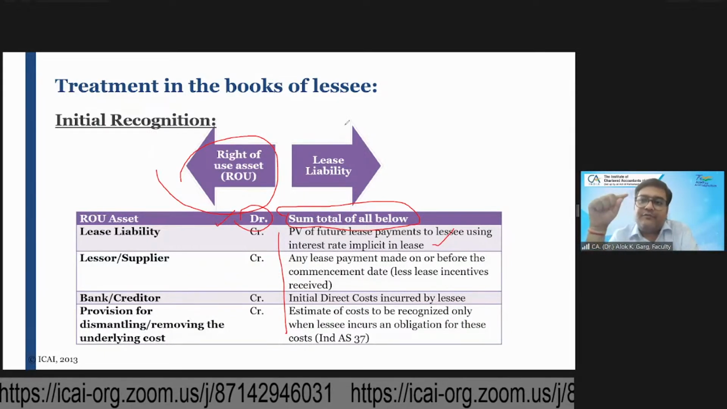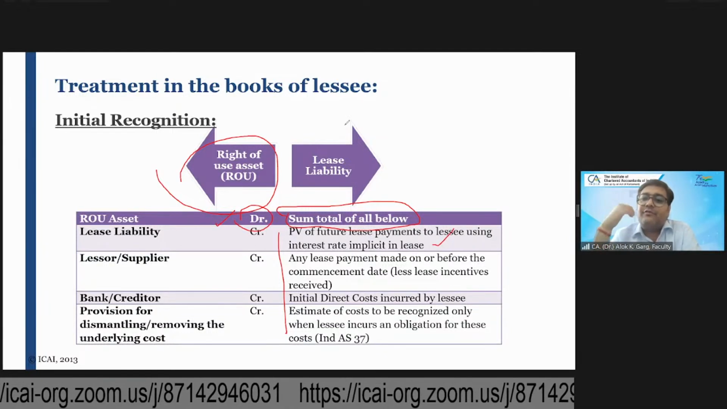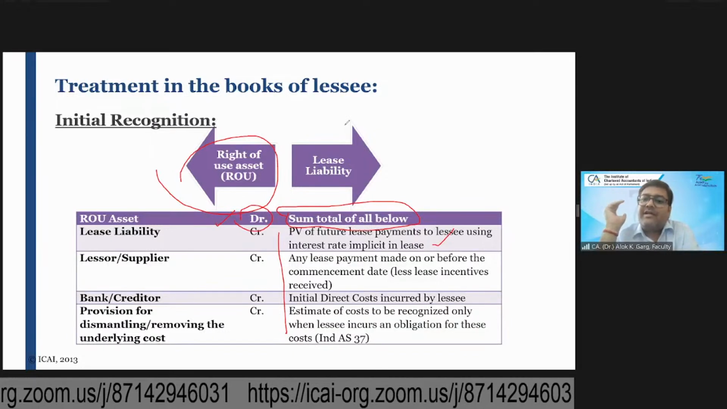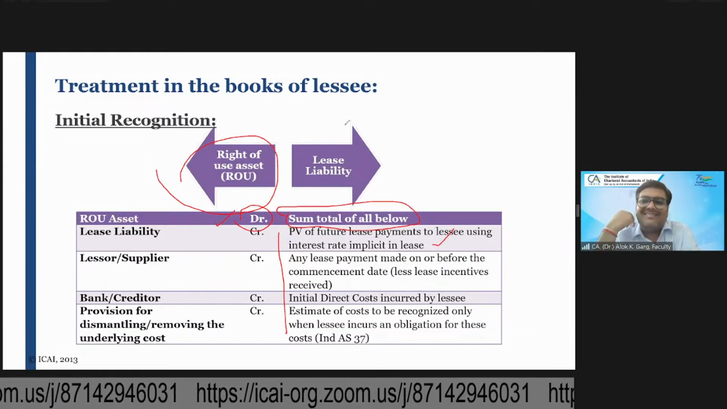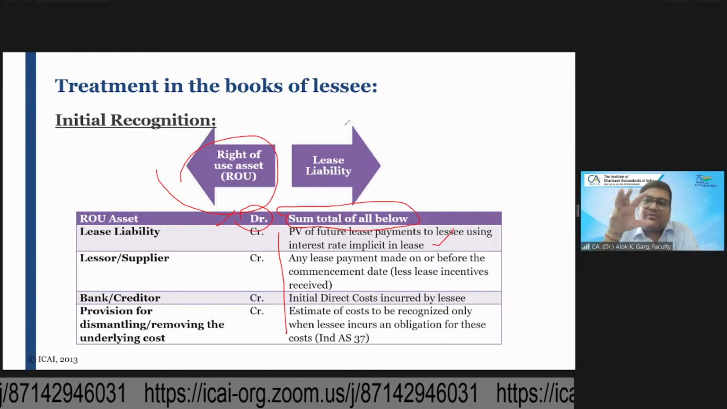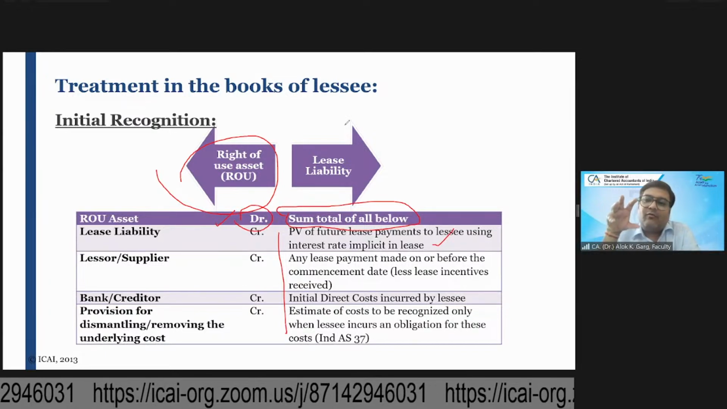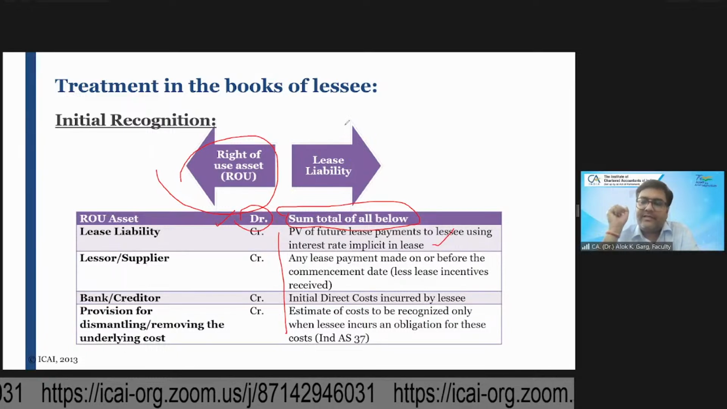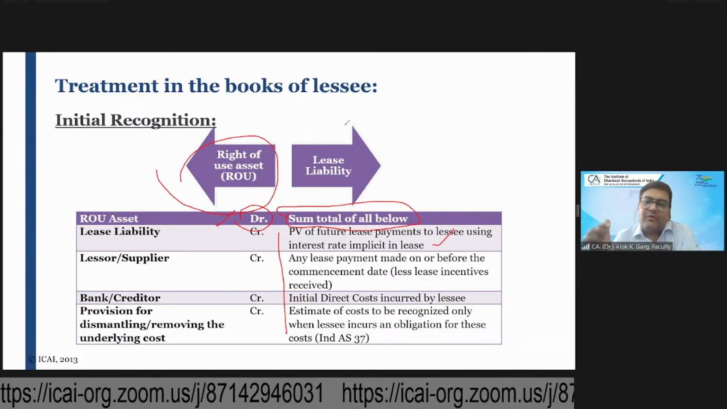Now, right of use asset account debit to lessor account. Right? It is not bank account debit, since you have not received the money back. The first entry is lessor account debit to bank account. The second entry is, advance rent to lessor, you can say. So lessor to bank, advance rent to lessor.